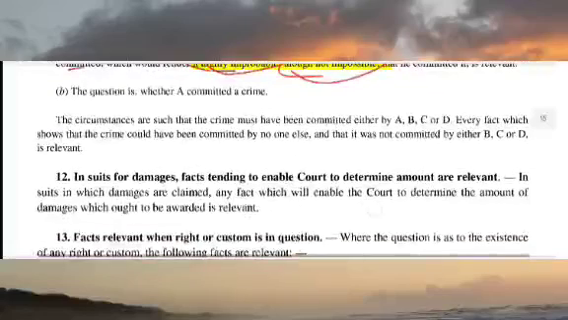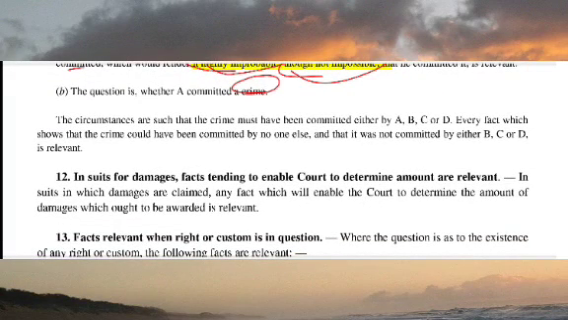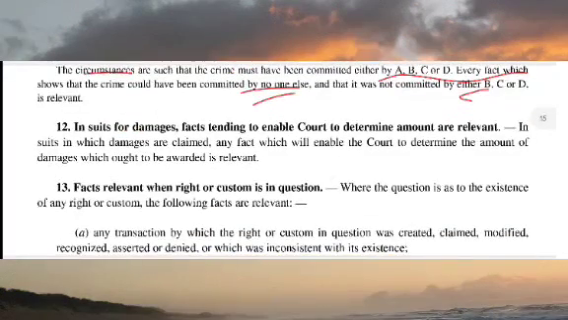The question is whether he committed the crime. The circumstances are that A, B, C and D are the only persons, and every fact which shows the crime could have been committed by no one else, and that it was committed by either A, B, C or D, is relevant. Then comes section 12, in suits for damages, facts which enable the court to determine the amount are relevant. It is only in case of a civil suit.